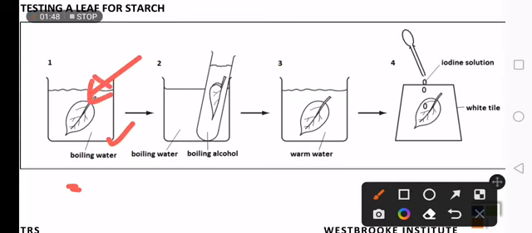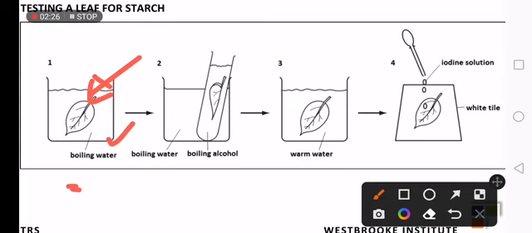What is the purpose of putting a leaf in boiling water? There are 2 reasons. Number 1, to kill the cells. Remember, in the first chapter of biology we talked about cells. A cell is the basic unit of life. So when we say we want to kill cells, we want to kill that thing that gives life to the plant.